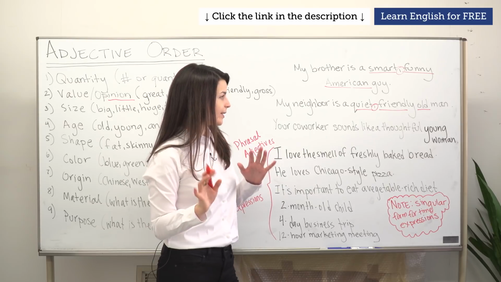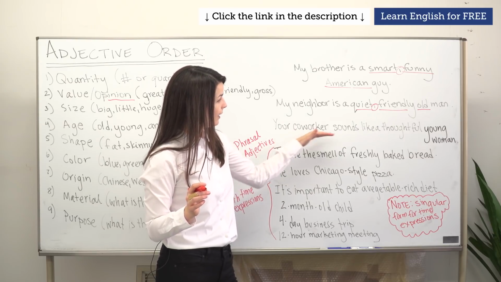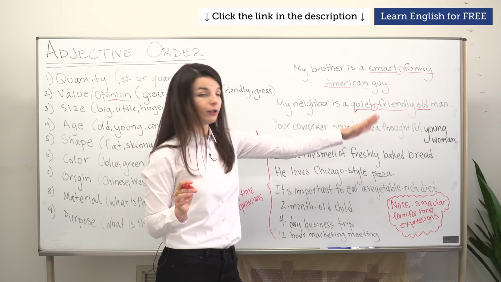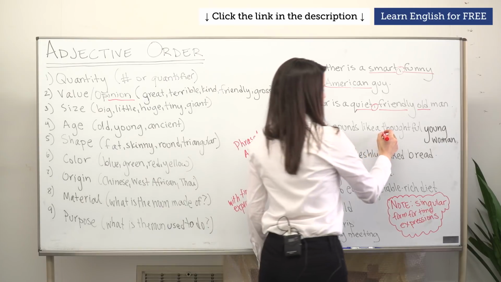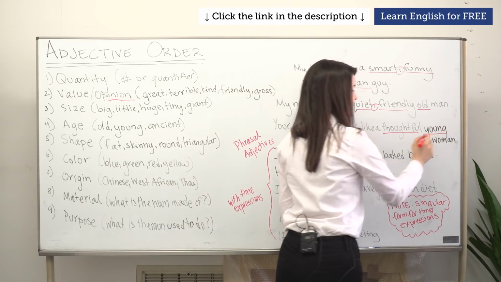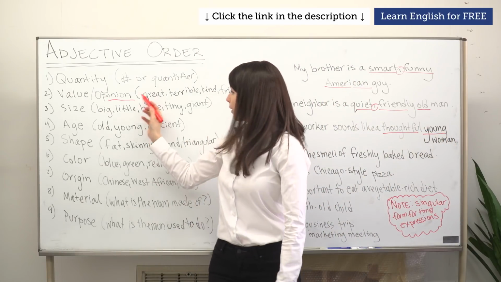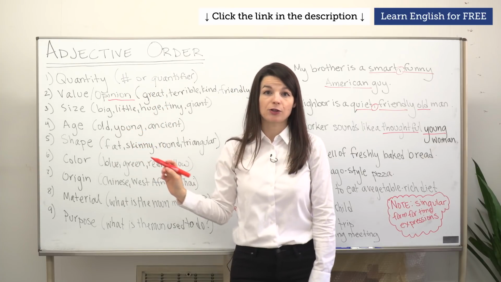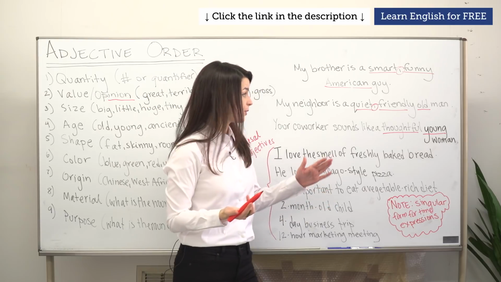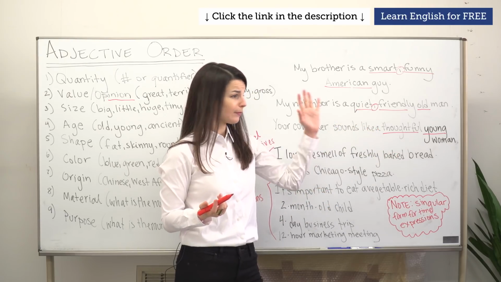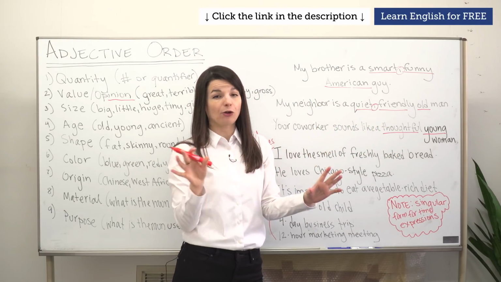Okay, let's change it up a little bit. Your coworker sounds like a thoughtful young woman. Again, I'm using an opinion adjective and an age adjective here. So thoughtful and young are my two adjectives. In this case, I'm using only two adjectives, and I can't change the order of adjectives.